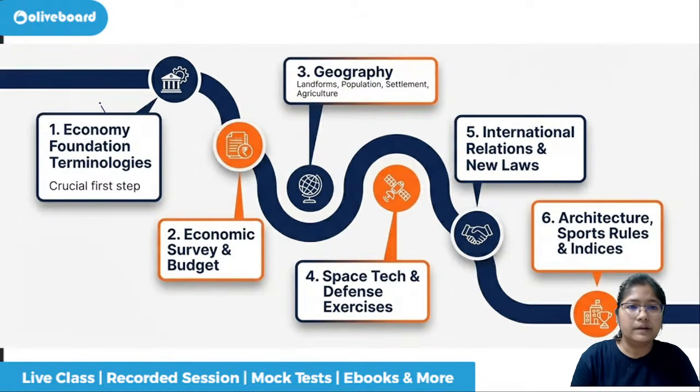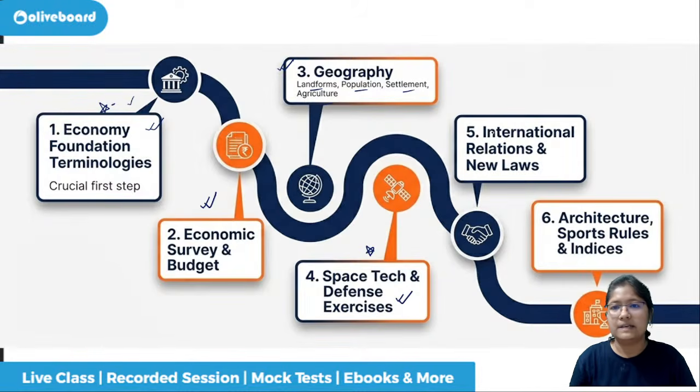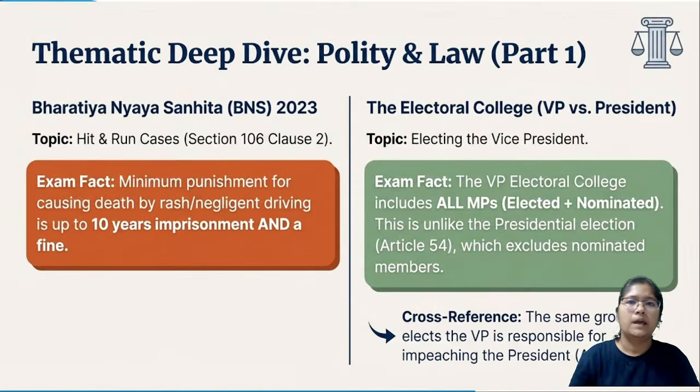So now in terms of economy, it has become very important not to skip and not just focus on history and geography and polity. Current affairs and budget, very important. In terms of geography, the population, settlement, agriculture, landforms, all these are being asked. Space technology and defense exercises, they're asking. International relations and news, if there is any law, any changes happen, they're asking. And agriculture and sports related current affairs, you have to see. Sports, you cannot skip.